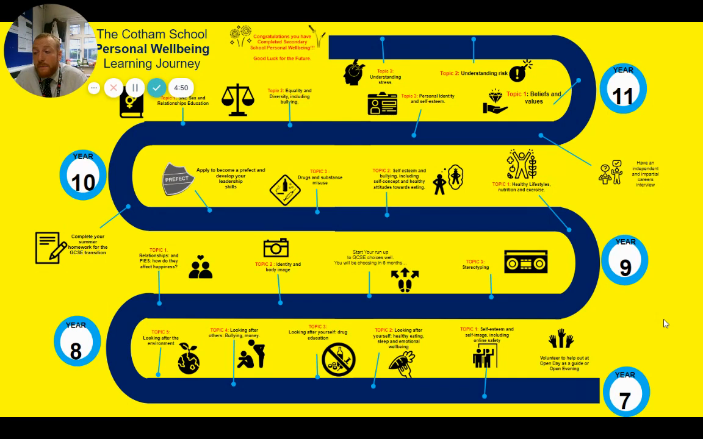In Year 9, they start their personal wellbeing qualification. So they have one lesson a fortnight in Year 9, and then one lesson a week in Year 10 and Year 11. But in terms of Key Stage 3 and the personal wellbeing topics that are ticked off, topic number 1 is healthy lifestyles, nutrition and exercise. Topic number 2 revisits some of the ideas around self-esteem, bullying, but this time including self-concept and healthy attitudes towards eating.